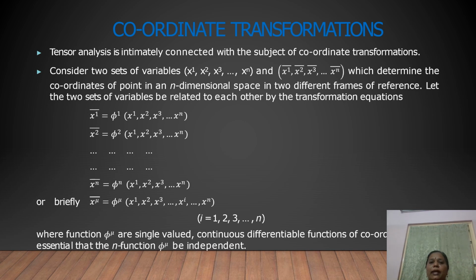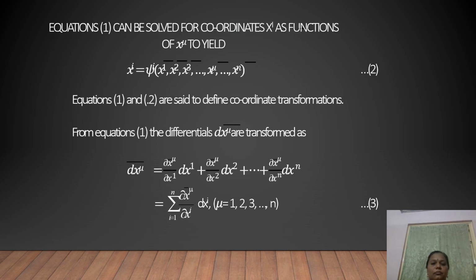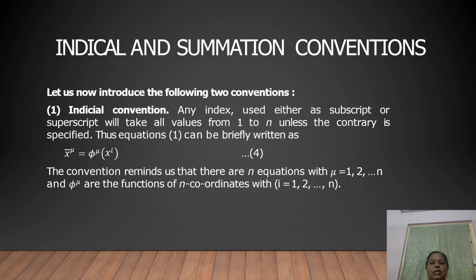So if you are able to write a tensor in one system, there is a provision called coordinate transformation to go from one system to the other system. For example, if you are writing the tensor for the unbarred system and want to transform those equations, those tensors, to the barred system, then there is a provision called transformation equations. Okay. And what do you mean by summation convention? Summation convention is nothing but any index which is used either as a subscript or superscript will always take values from 1 to n.